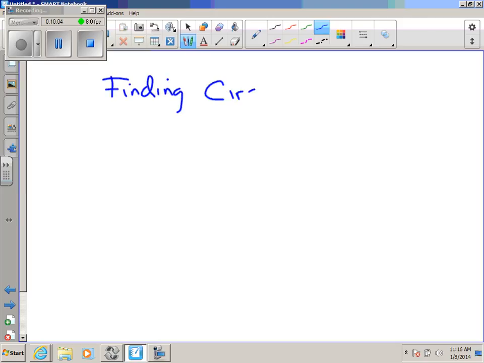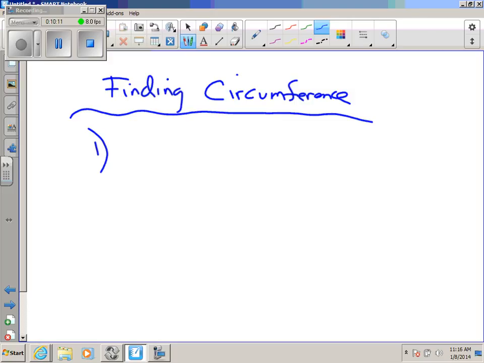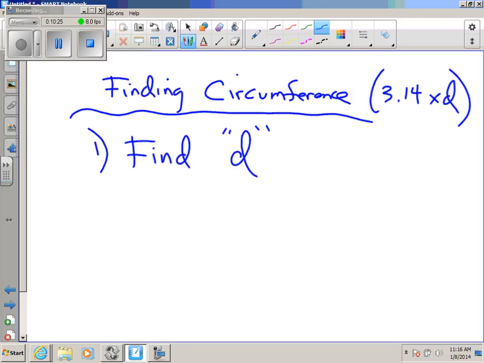Finding circumference. Since the formula is 3.14 times d, step 1 is find d. Make sure you get this down. Step 1 is find d. Now, sometimes they'll give you d, sometimes they'll give you r, and you'll have to find d from r, which isn't that hard.